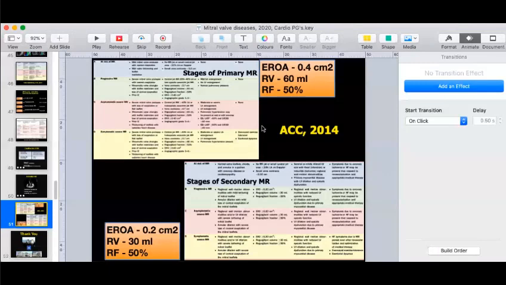Thank you, sir. Okay. Sir, in eccentric MR, which method will be most appropriate to quantify MR, sir? In an eccentric MR, you can use the vena contracta. PISA is not generally reliable. So vena contracta would be a better method to use in eccentric MR. Okay, sir. Thank you, sir.